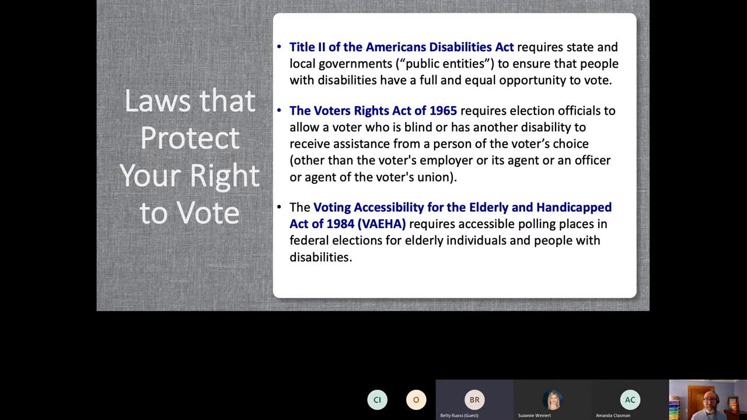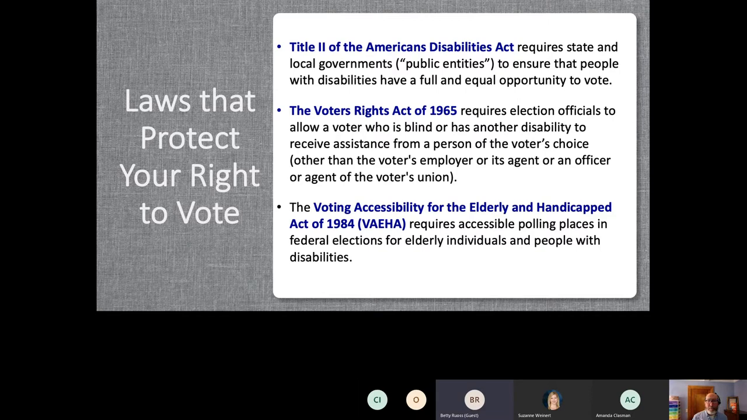The Americans with Disabilities Act of 1990, or the ADA, requires that public accommodations be accessible to those having a physical disability.